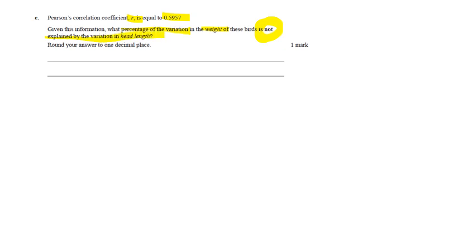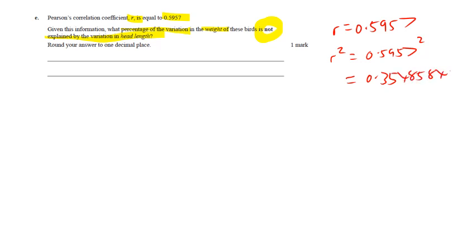So first of all, do the maths. So R equals 0.5957. So we've got to square that. So R squared equals 0.5957 squared. And that gives you a long thing of 0.35485849. R squared is normally given as a percentage. So you've got to multiply that by 100 to get your percentage and give it to, as you can read, 1 decimal place. That's 35.5% because it says 1 decimal place.